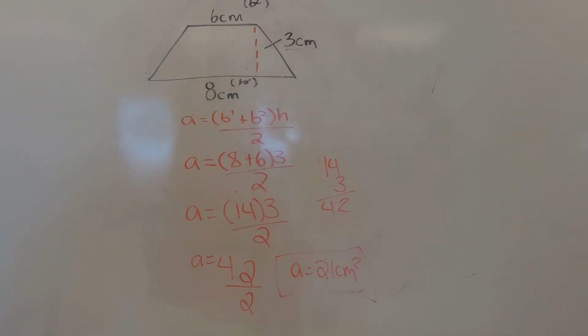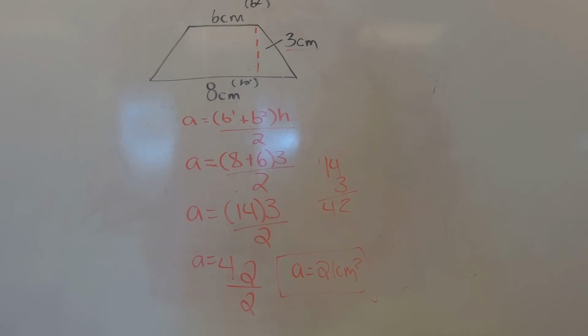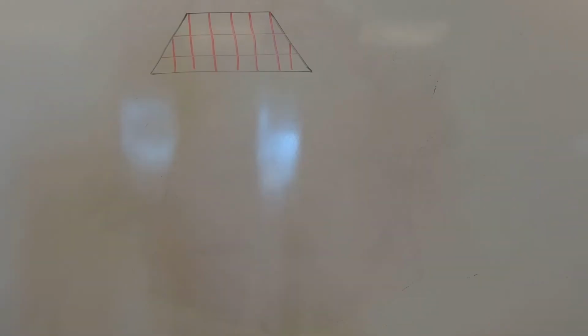The base 1 is 8, base 2 is 6. So 8 plus 6 gives us 14. 14 times 3 gives us 42. And 42 cut in half is 21 centimeters squared. Let's work on a couple more examples together.